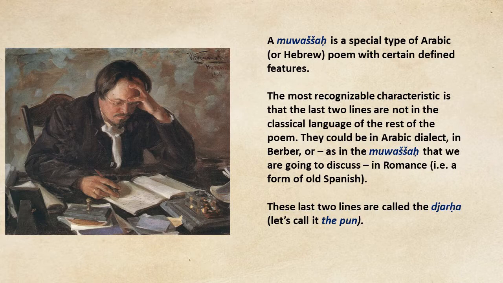These two lines have a name. They're called the jarha. So the jarha are these two final lines in a different language. It's not so easy to get an accurate translation of the word jarha, because the root could mean different things. But we'll just call it the pun.